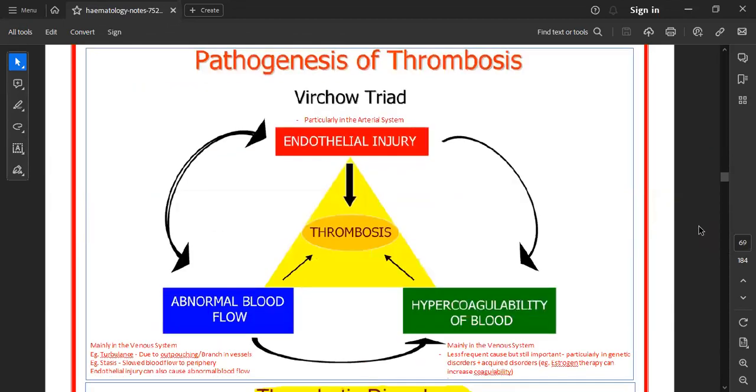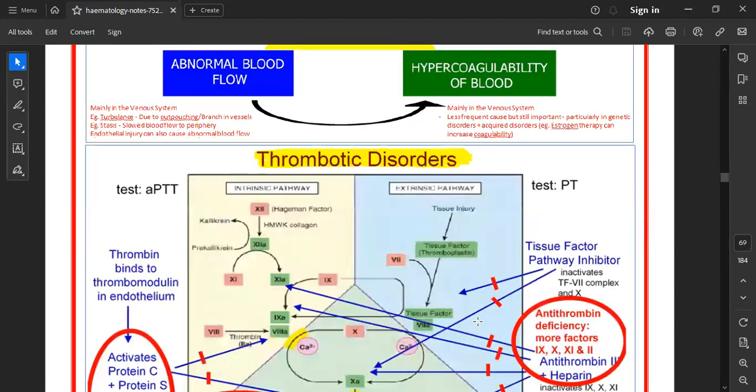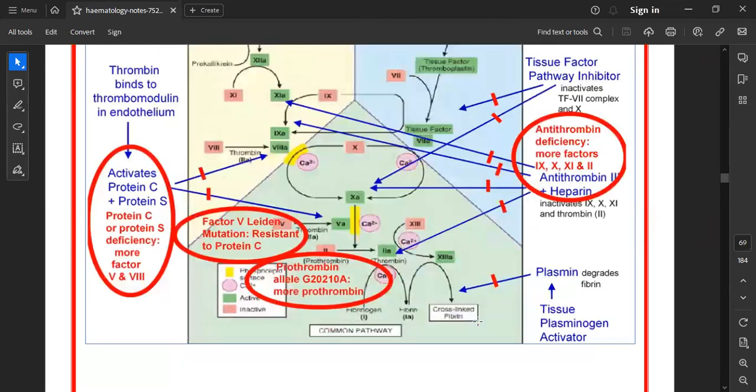Virchow's triad. So abnormal blood flow or blood stasis, endothelial injury, and hypercoagulability of blood. Okay, this is just another summary.